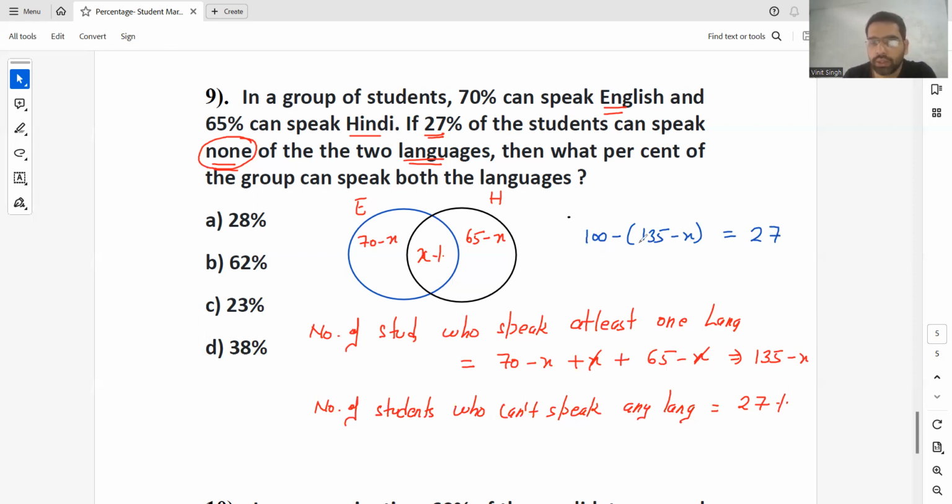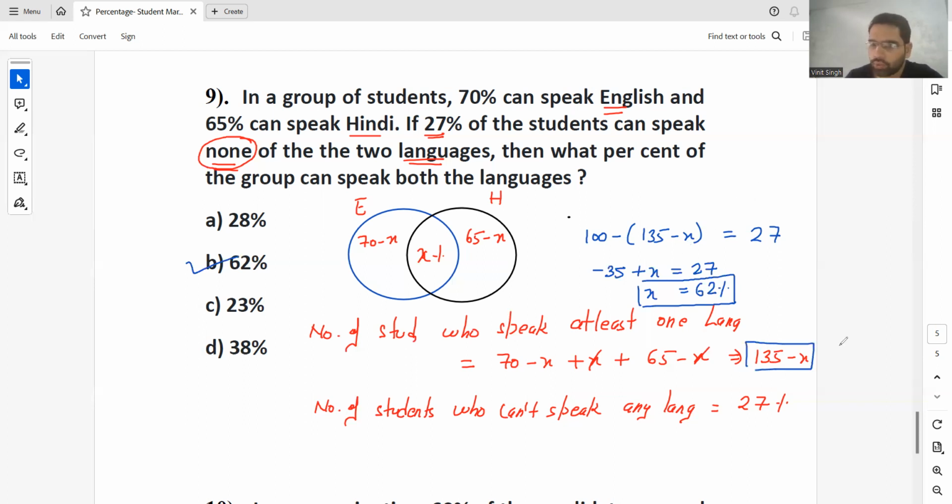So 100 total, 135 minus X who can speak at least one language, 25 are those who can't speak any language. Now, after subtraction, we will get 100 minus 135 plus X is equal to 25. So X is equal to 35 plus 25, which is equal to 60%. So X is equal to 60%, meaning 60% of students can speak both languages, Hindi and English. Get it?